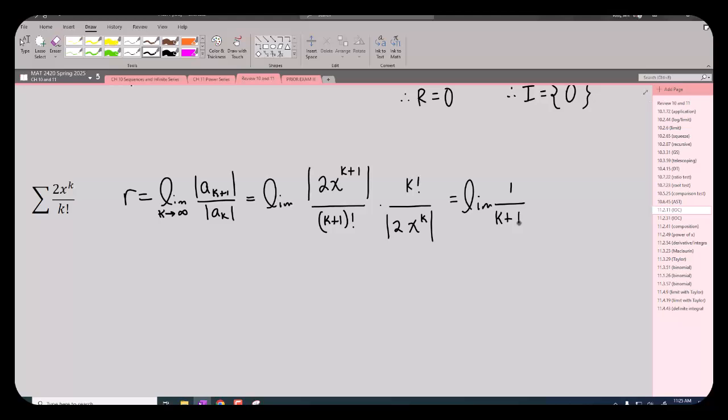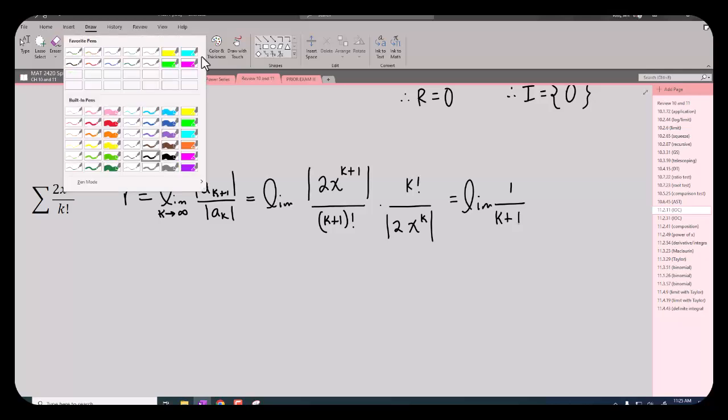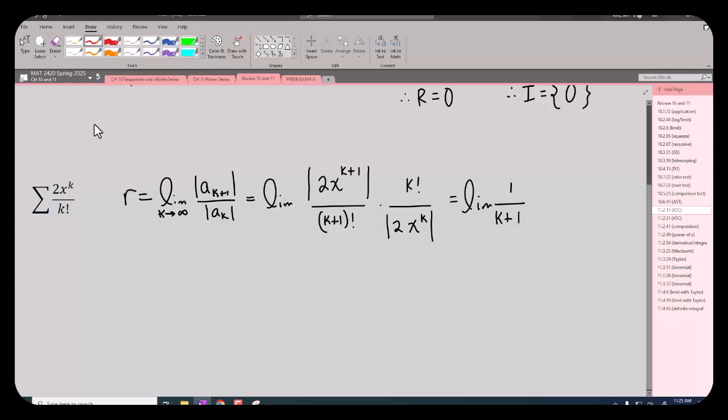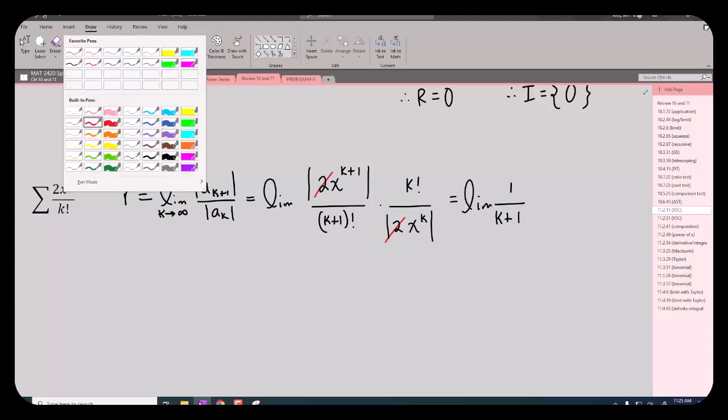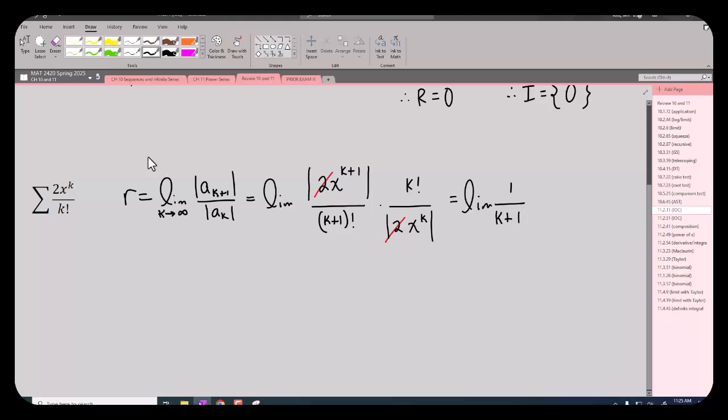Okay, now let's look at the 2 thing. Is it clear that these 2's just cancel? It's all multiplication, so that's a common factor. And now let's look at the x's. Oh, 1 extra x up top. So we're going to end up with absolute value of x in the numerator.